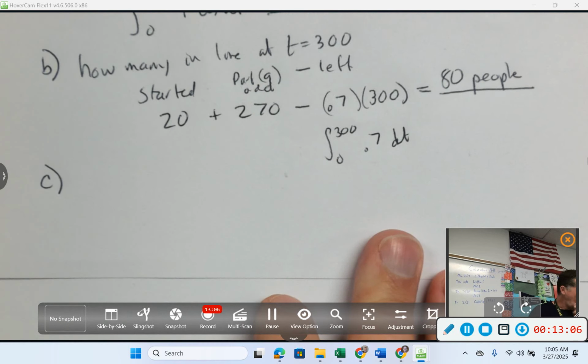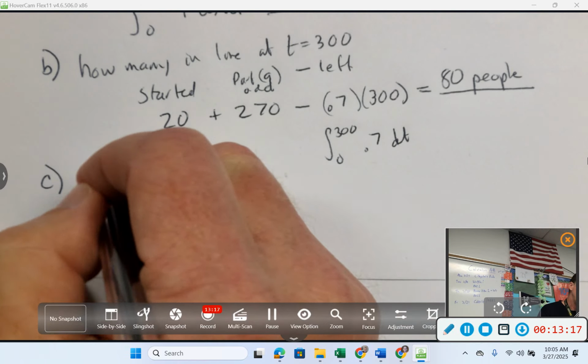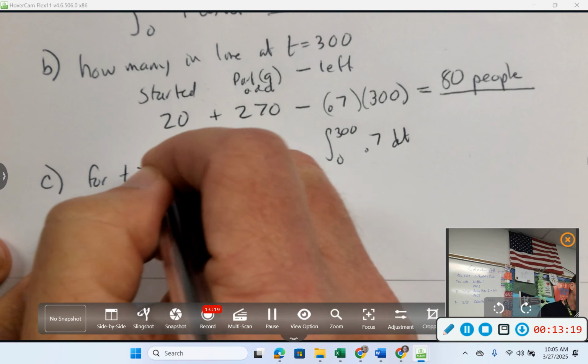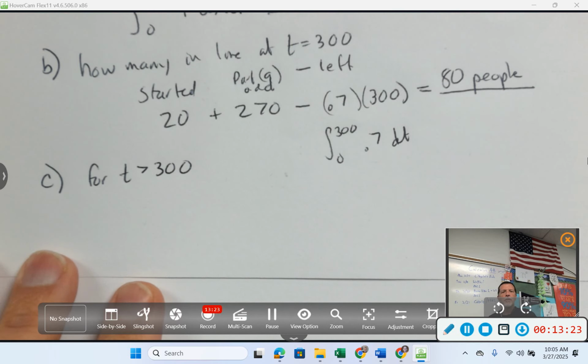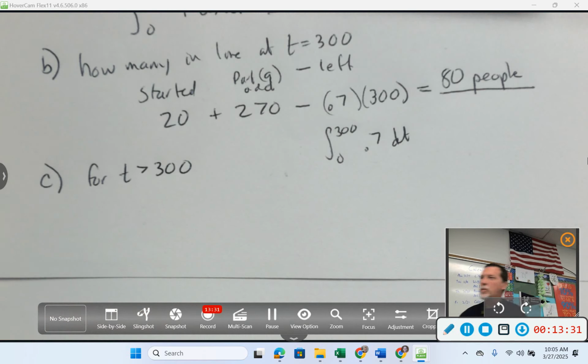Part C. For time greater than 300, what is the first time that there are no people in line for the escalator? So for t greater than 300, when are there no people left in line? So I guess the first thing to realize is after time 300, I'm not adding any more people.